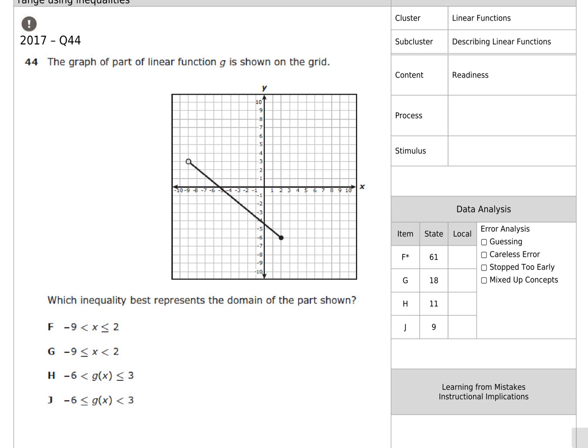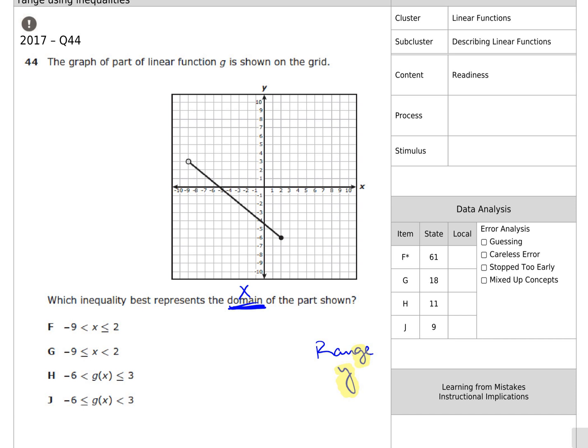We read the question: which inequality best represents the domain? You have to remember that domain means X. The other word that we'll come across is range, and range is Y. We can tell the difference. G has the hang down as the Y does. Domain does not have anything that looks like a Y, so X is domain, range is Y.